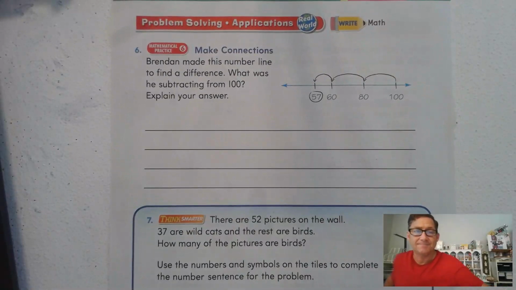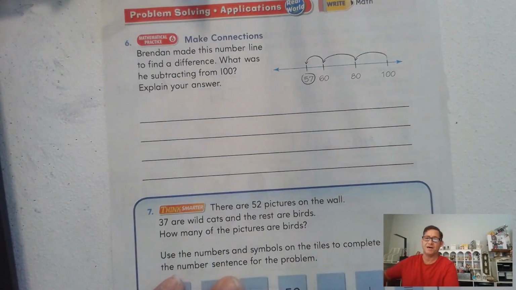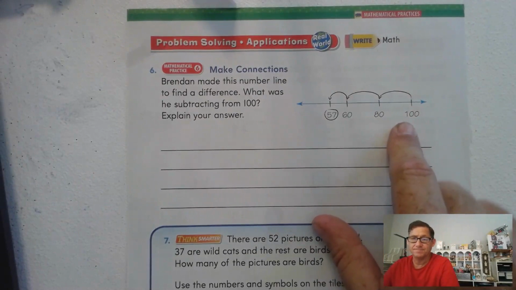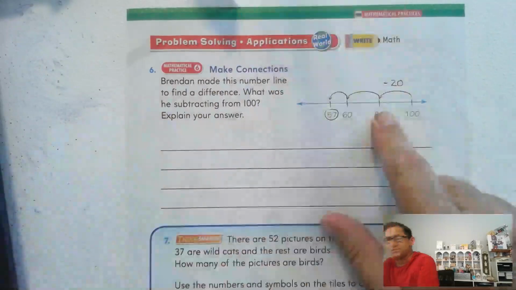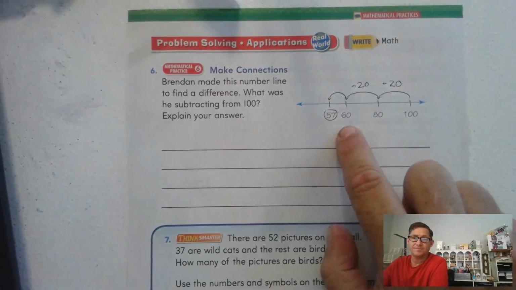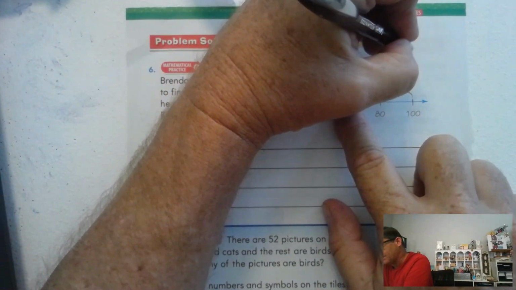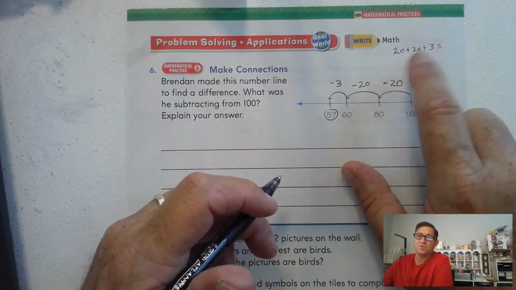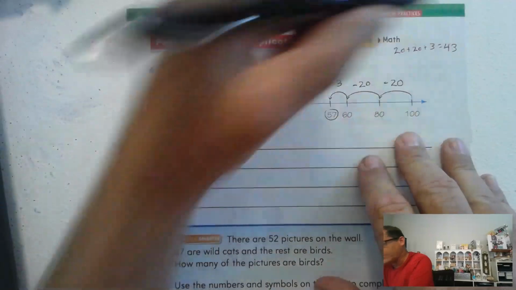Brendan made this number line to find the difference. What was he subtracting from 100? Okay, so he started at 100, took away 20. So let's minus 20, minus 20. 80 take away 60 is 20, minus 3. So let's combine these. 20 plus 20 plus 3. Those were our 3 jumps, right? Well, 20 and 20, that's 40. 20, 30, 40 plus 3, 43.